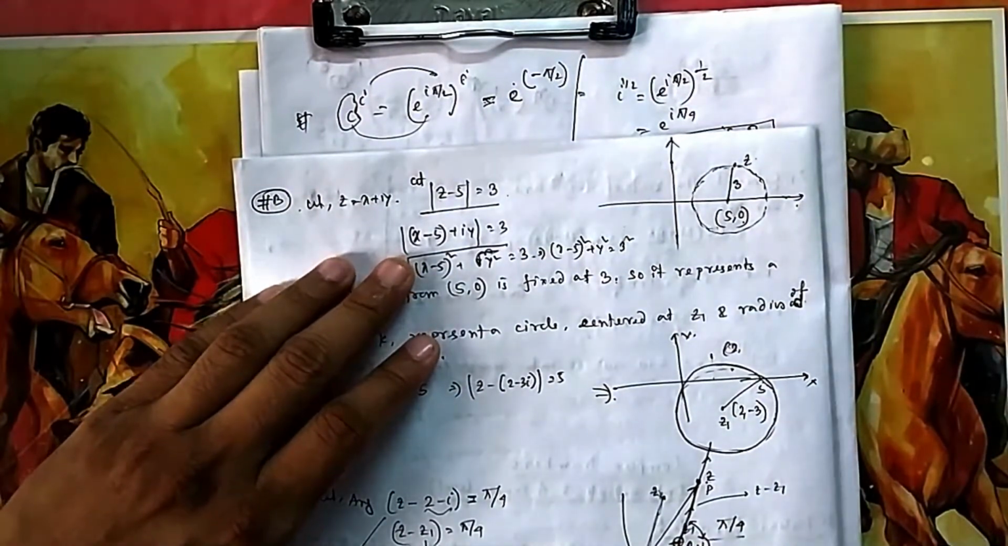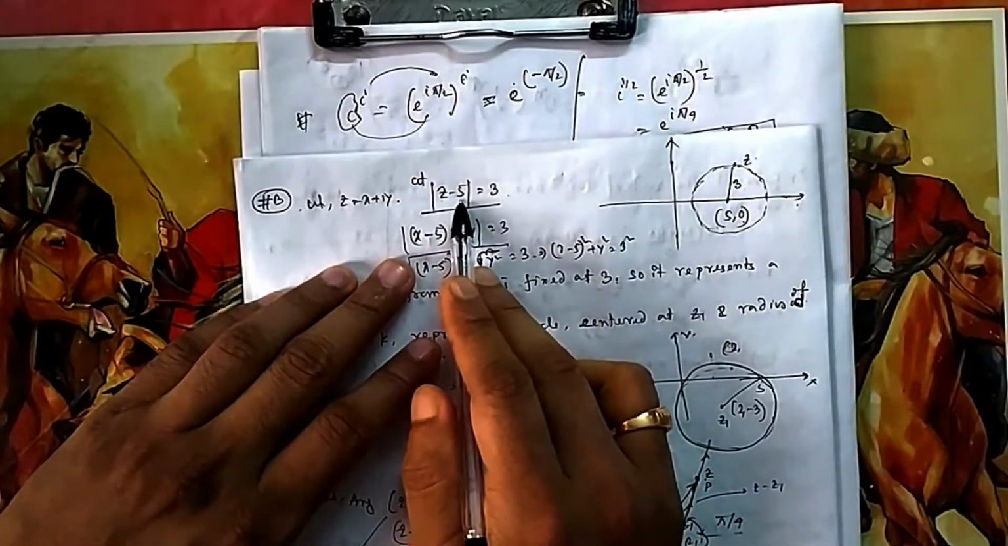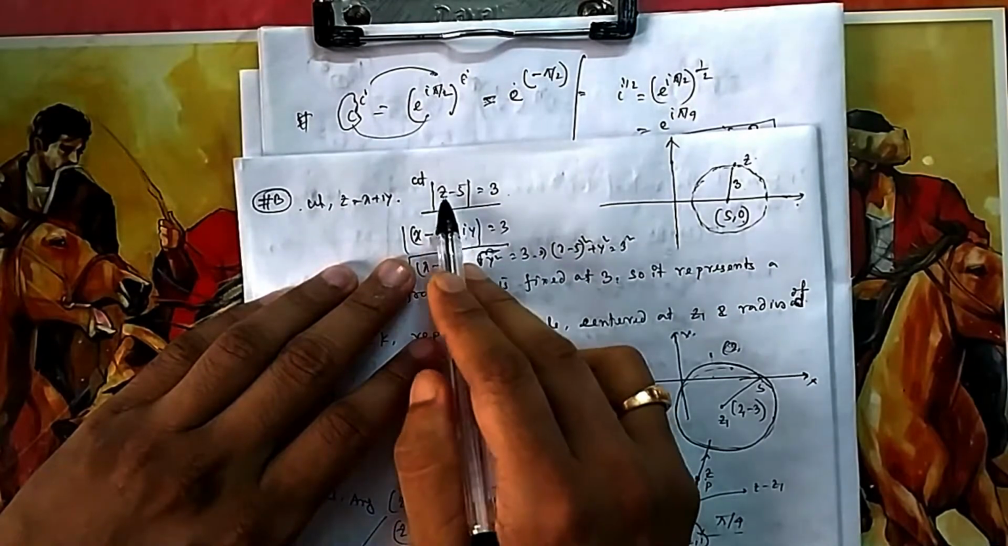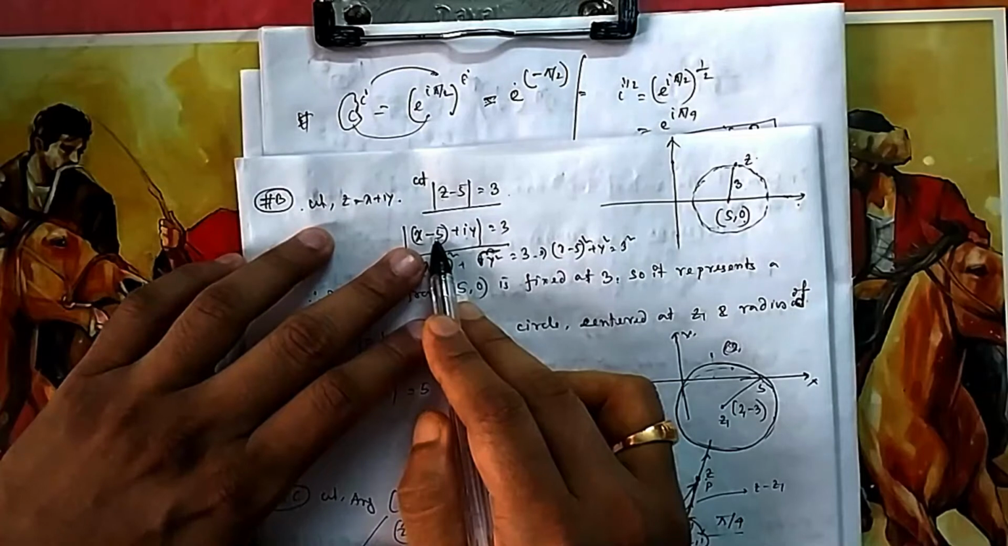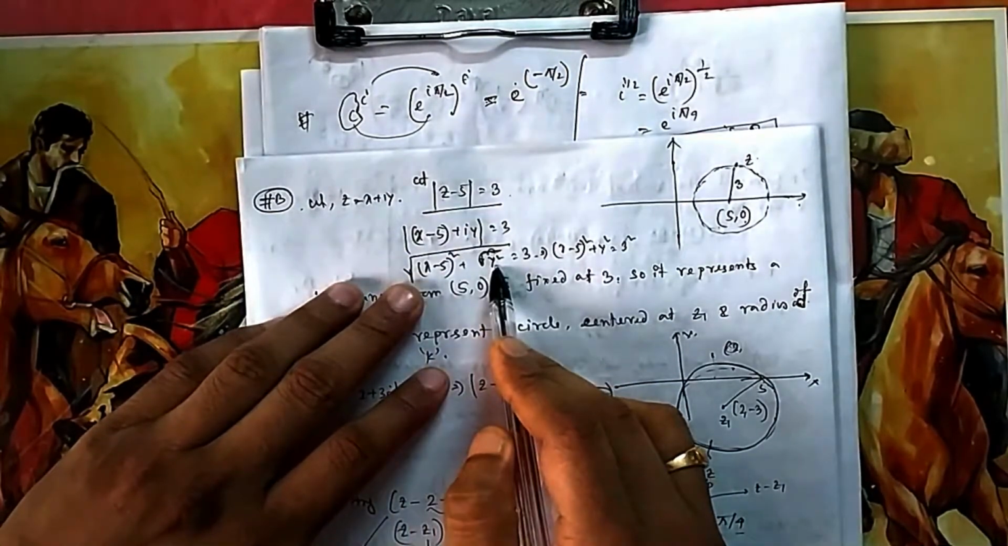So what is mod? Suppose z is my x plus iy. So if I take x plus iy minus 5, the real part will be x minus 5, plus iy. You can understand this: you put x plus iy minus 5, so the real part is subtracted and the imaginary part is left alone. So what is the mod? It is the square root of this square plus this square, which is 3.